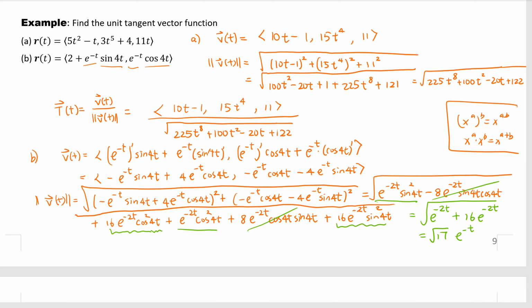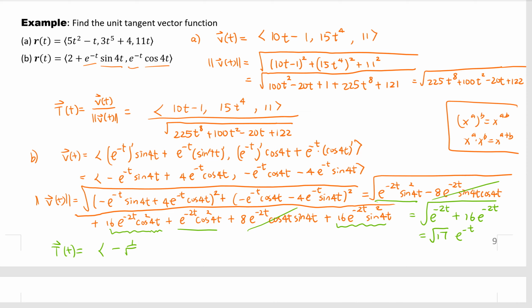So what is the unit tangent vector? Well, it's going to be v of t divided by that. Can you see all the e to the minus t is gone? Yes.